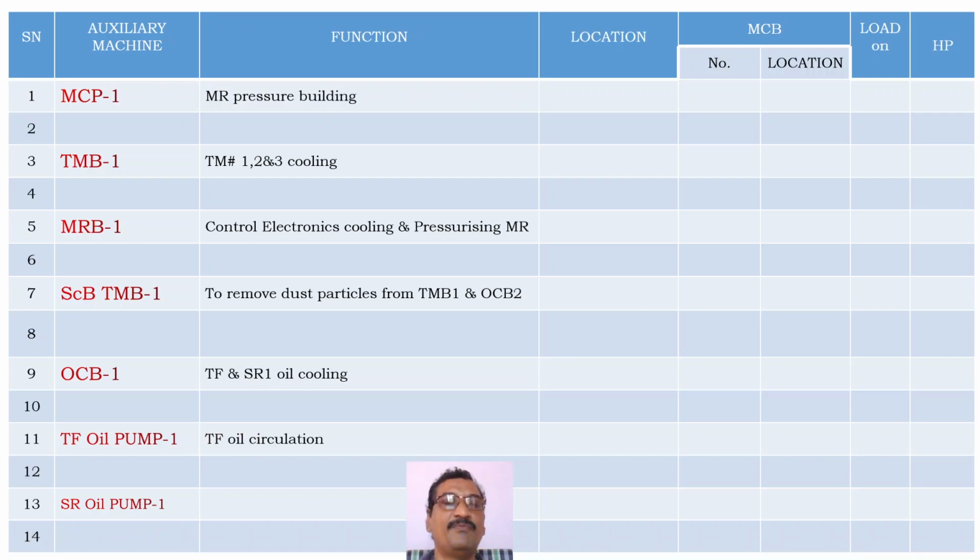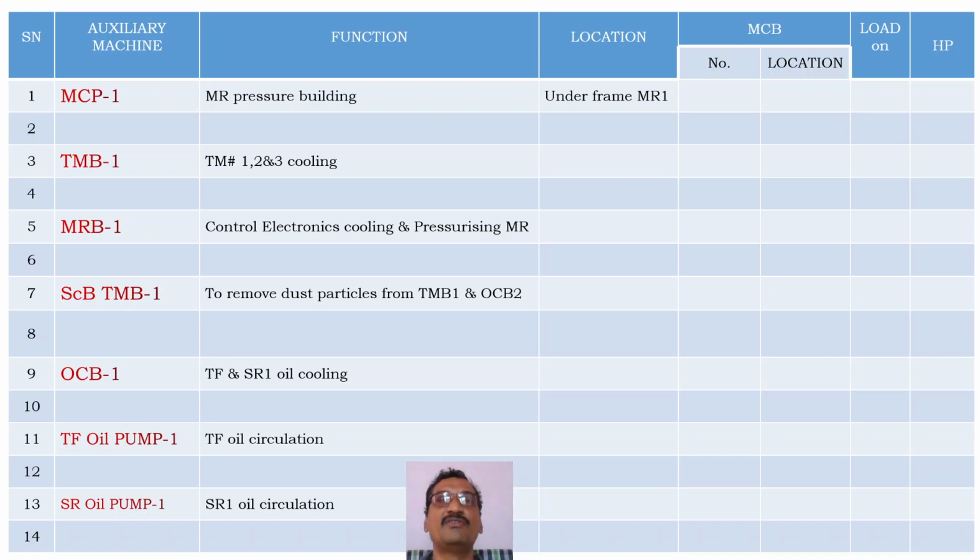And next, transformer oil circulation. The hot oil is taken to the heat exchanger, and after cooling it is again circulated to the transformer oil sump. In the same fashion, SR1 oil is also circulated. So this is the function of all these 7 auxiliaries.